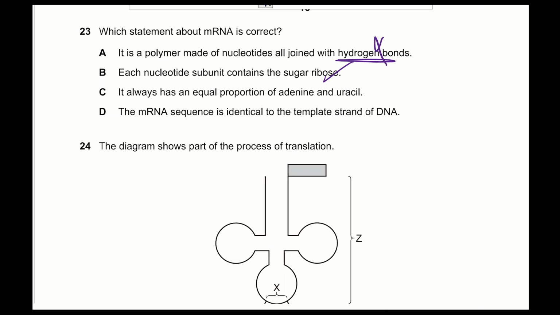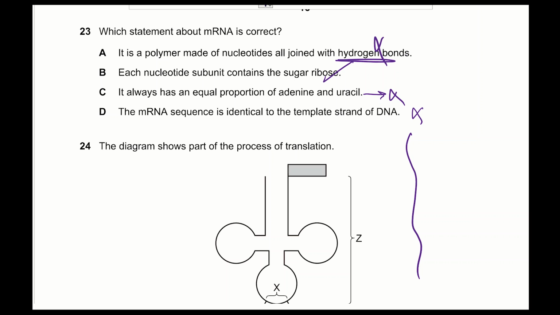Therefore, this is correct. C, it always has an equal proportion of adenine and uracil. This is totally incorrect. We're not talking about something that is complementary. Here we're talking about a single strand. Therefore, it could have any proportion. It doesn't have to be equal. Therefore, this is incorrect. D, the mRNA sequence is identical to the template strand of DNA.